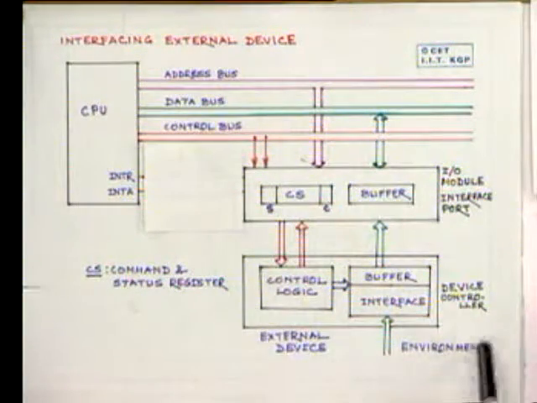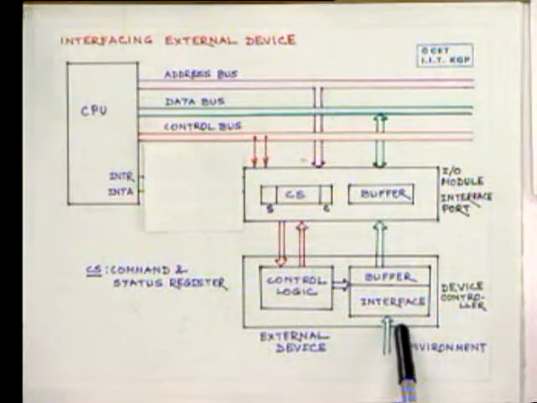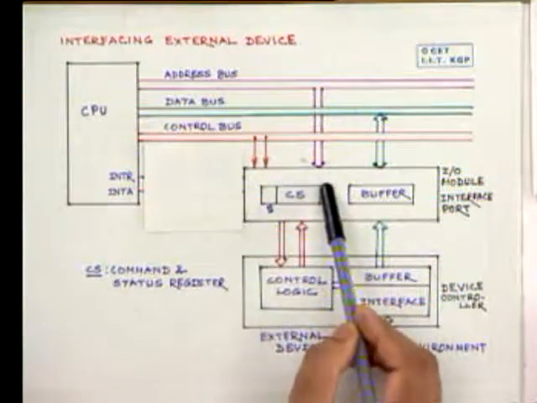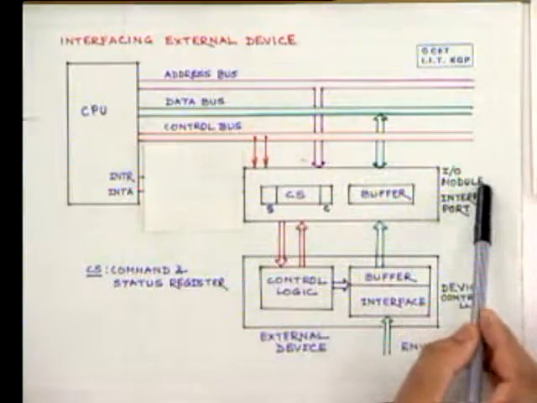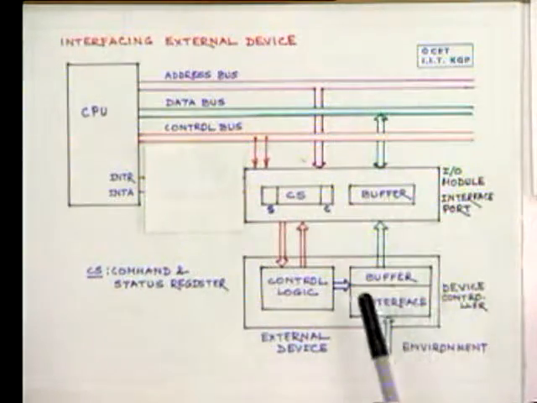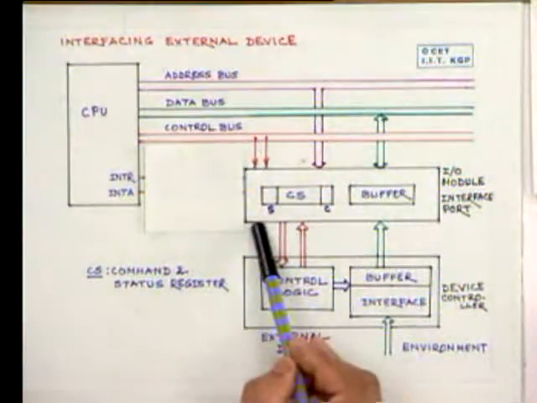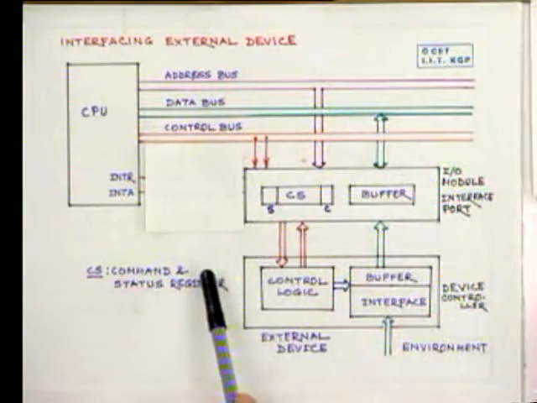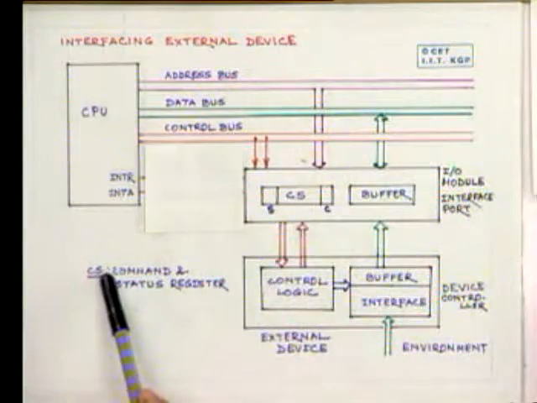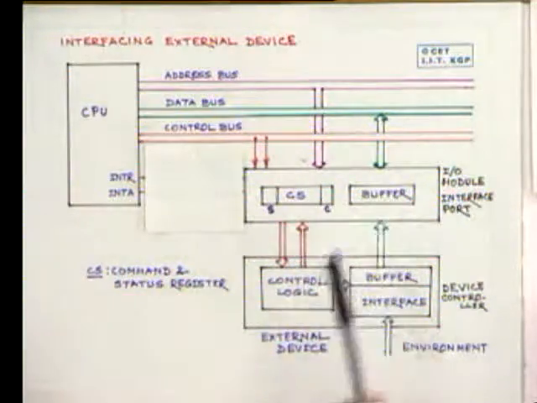The detailed device technology, etc., is beyond the scope of our lecture, and therefore we will leave it only at that: there is a control logic, there is a buffer, and there is an interface. Now, to connect this external device to the CPU bus, what we need is an I/O module. Sometimes it's called an I/O interface or an I/O port. Now, let us see what is there in that I/O module. In a simple situation, that I/O module will consist of only two registers, say control command and status register, and the buffer register.